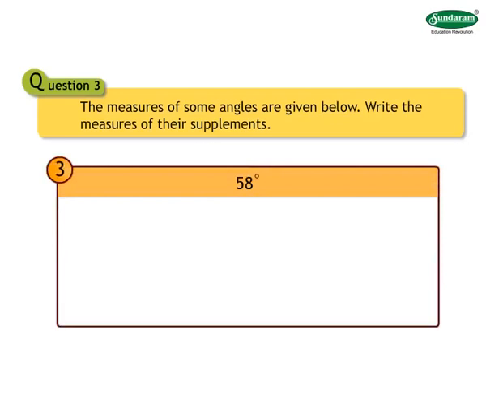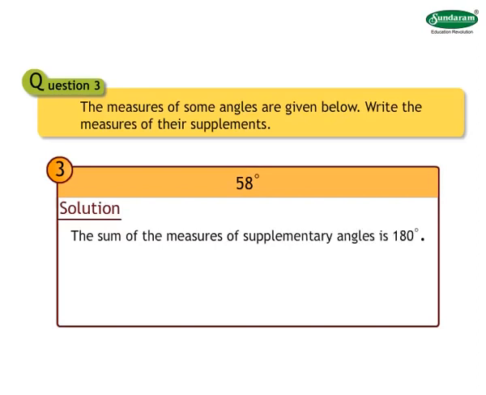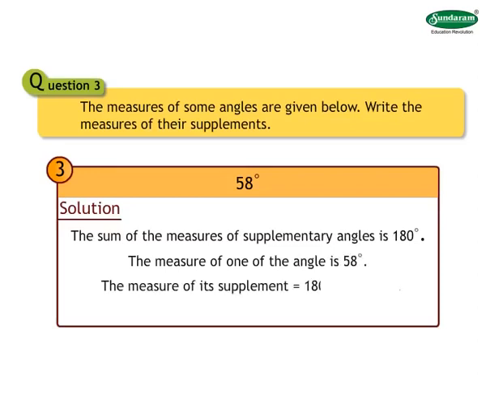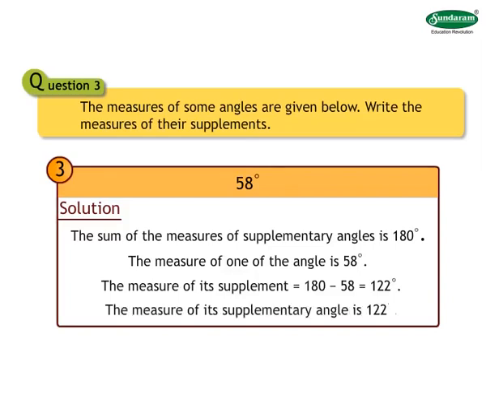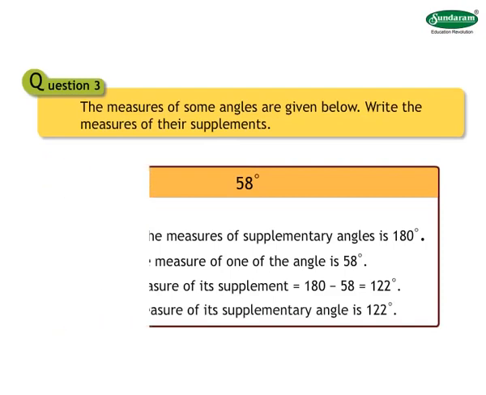Number 3. 58 degrees. Solution. The sum of the measures of supplementary angles is 180 degrees. The measure of one of the angles is 58 degrees. The measure of its supplement is equal to 180 minus 58, which is equal to 122 degrees. Thus, the measure of its supplementary angle is 122 degrees.